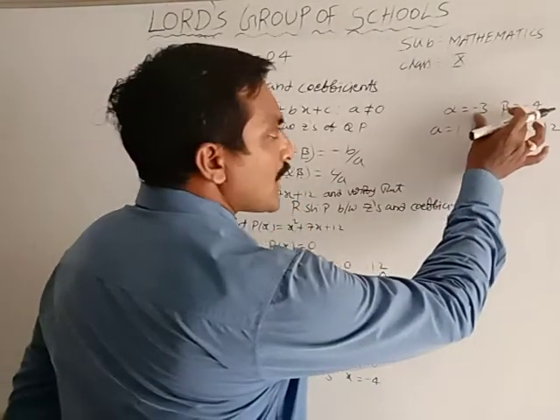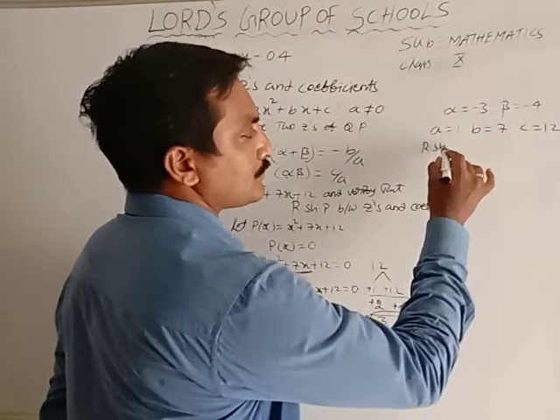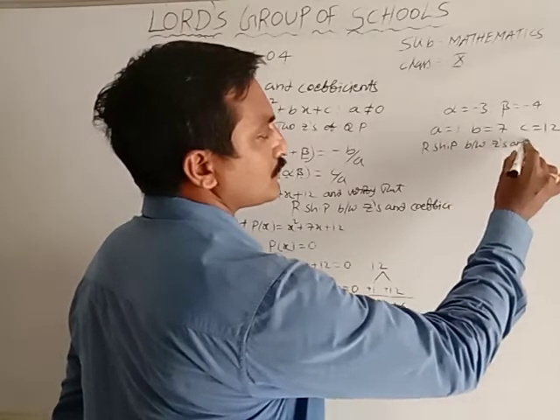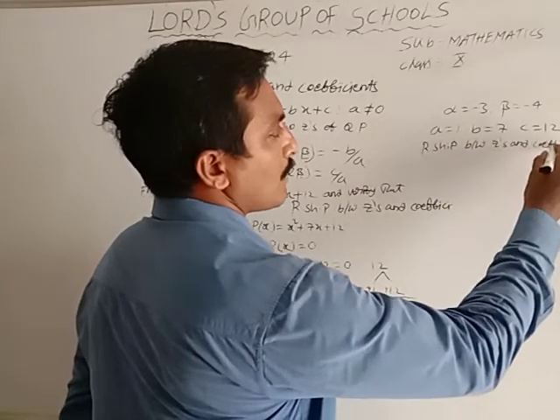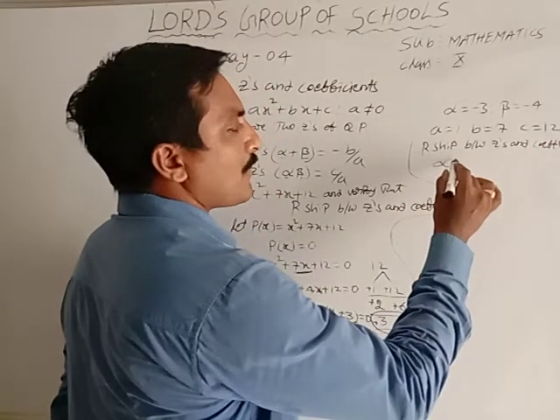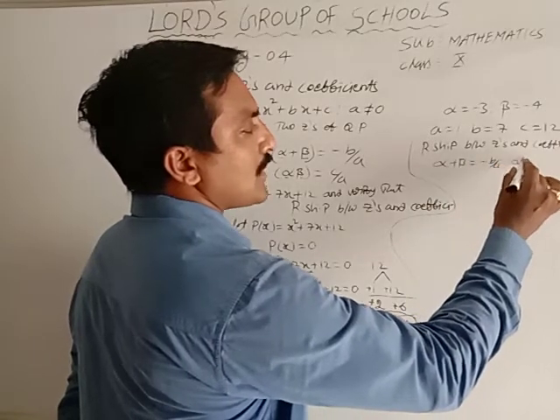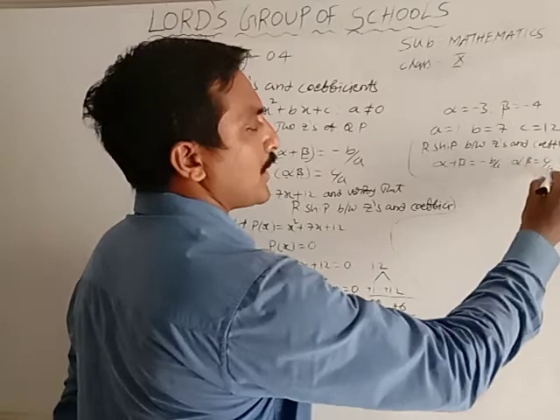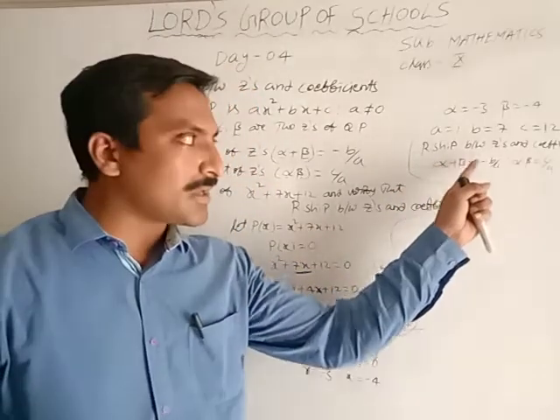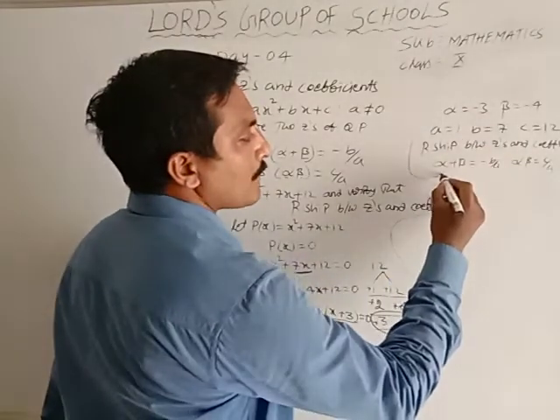Now zeros are present here, coefficients also present. Now the relationship between zeros and coefficients. Here two conditions are present. First one is alpha plus beta is equal to minus b by a. Second one is alpha beta is equal to c by a. Alpha plus beta is on this side, these two are zeros. These two are coefficients.